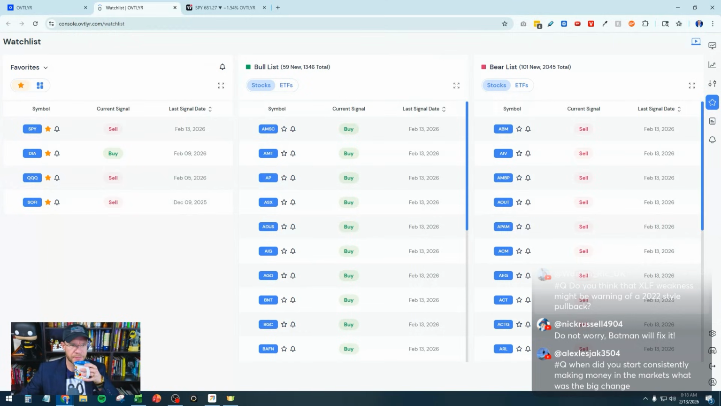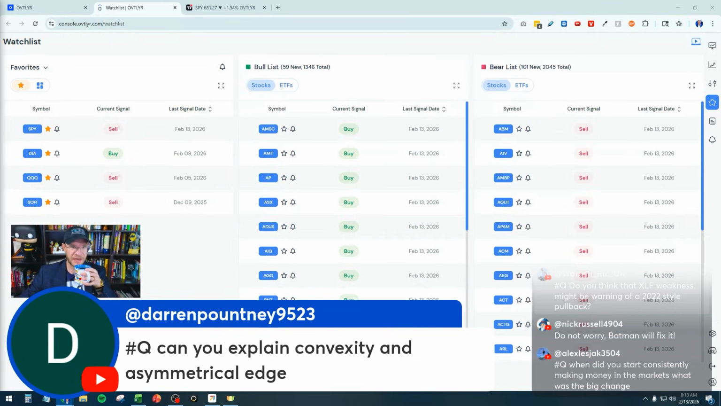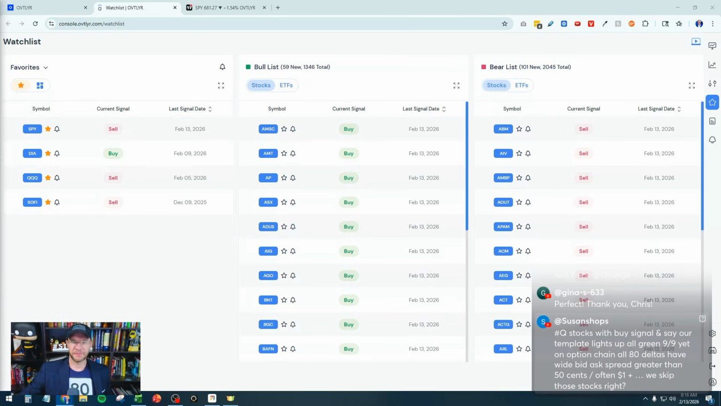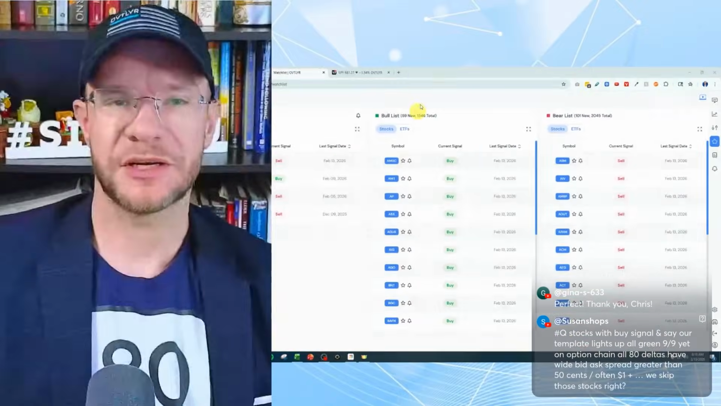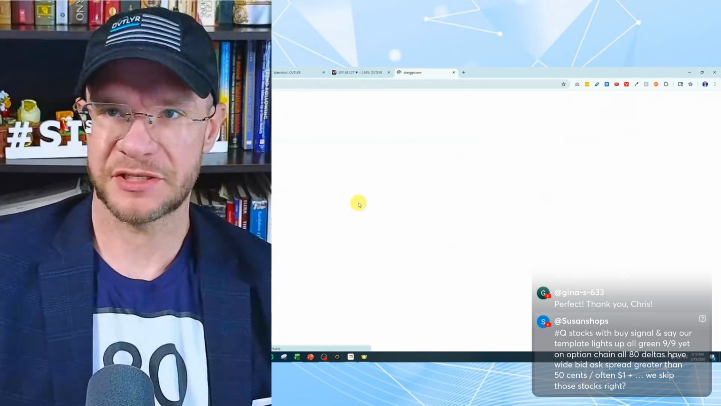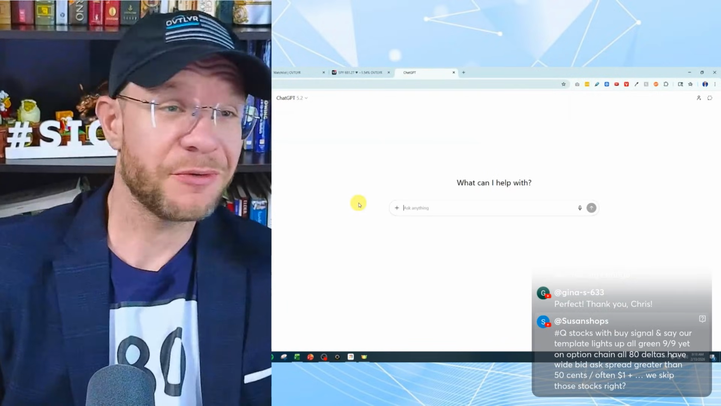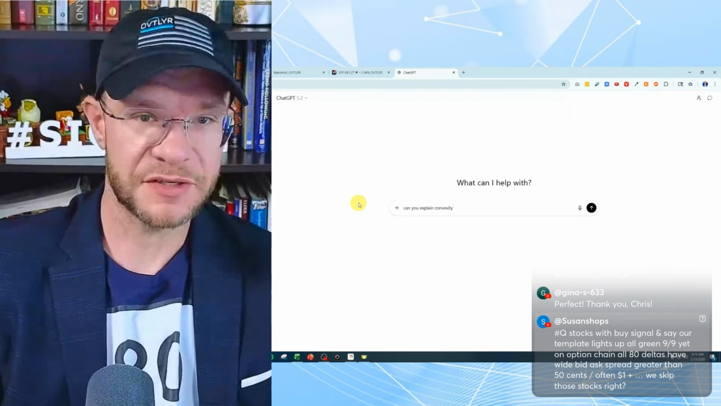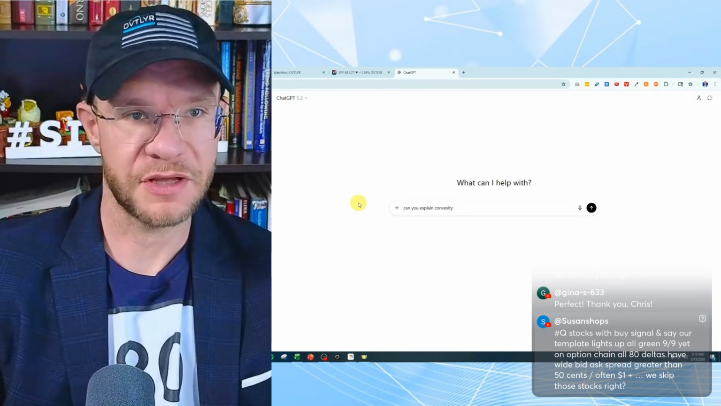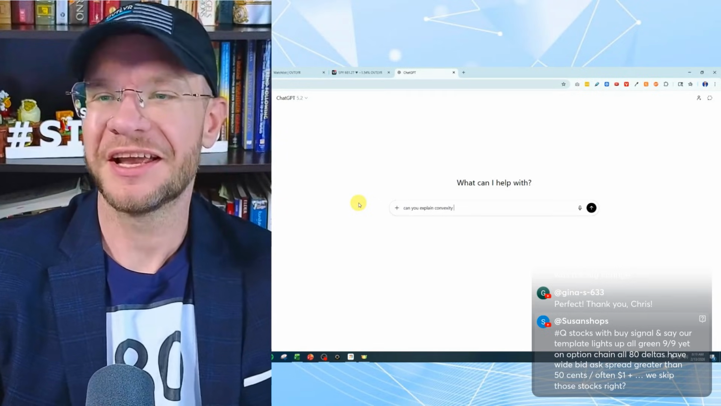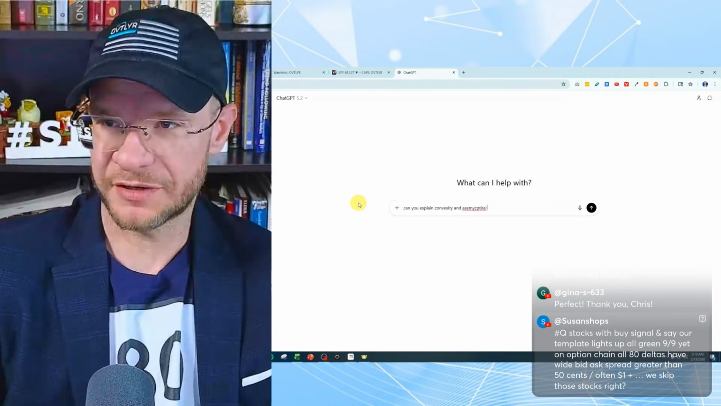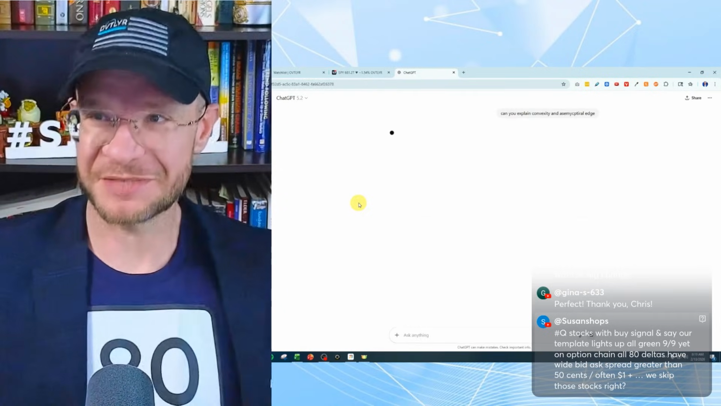Can you explain convexity and an asymmetrical edge? Darren Portnoy. Big words of the day. I don't know if I can. I have to go to ChatGPT to make sure I get the right definition of convexity. You know what? Why don't we just do it together? Can you explain convexity? By the way, I'm going to send you, Darren, a $4,000 invoice for this because you could have done this yourself. Can you explain convexity and asymmetrical, I don't know how to spell it, edge. Let's see if it actually picks that up because I spelled that so wrong.